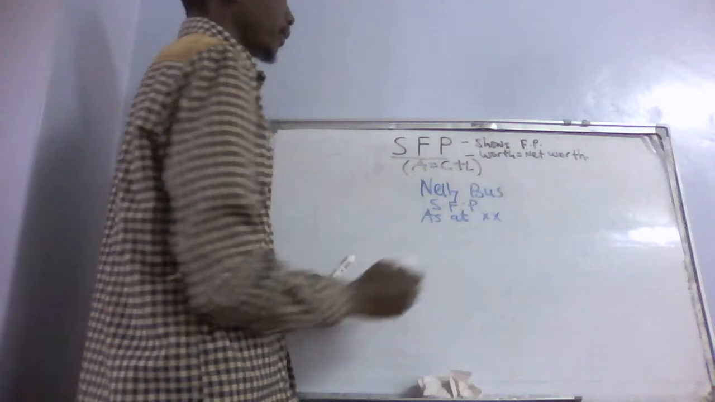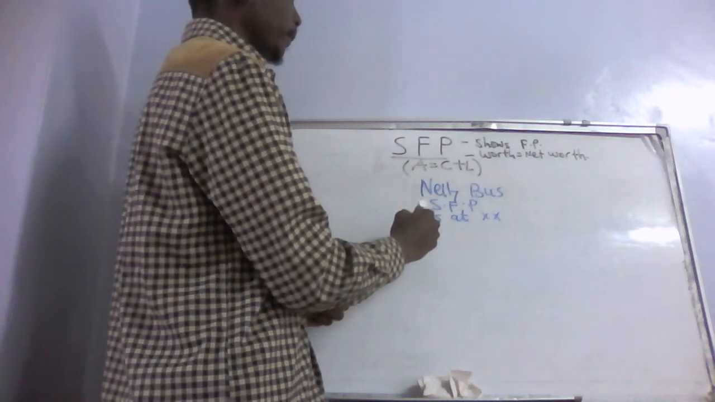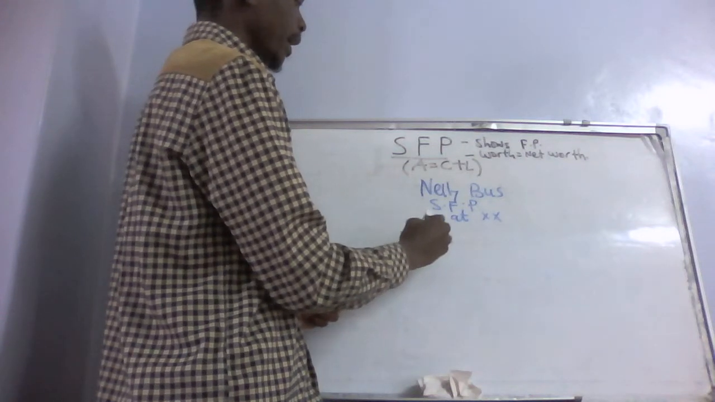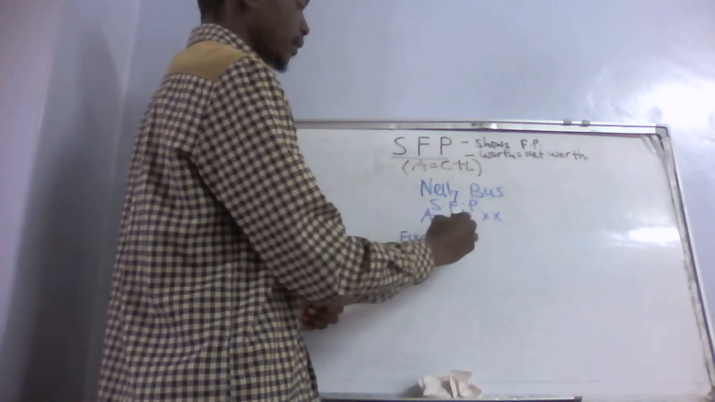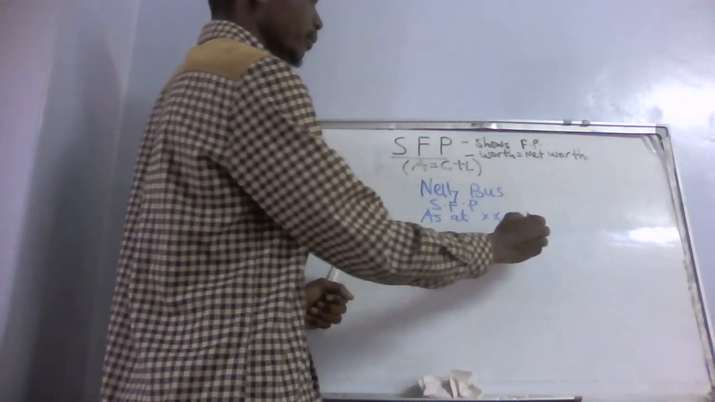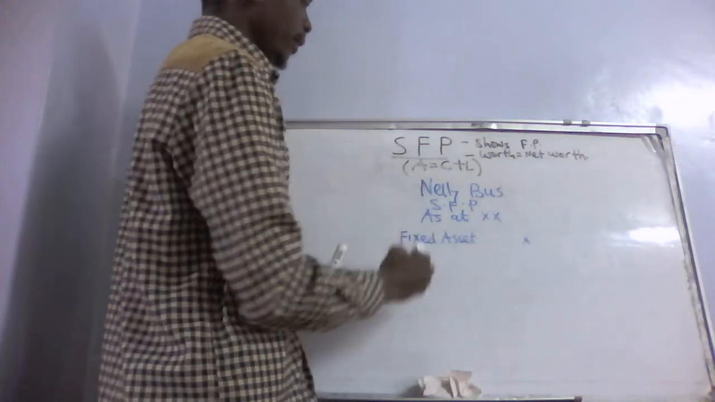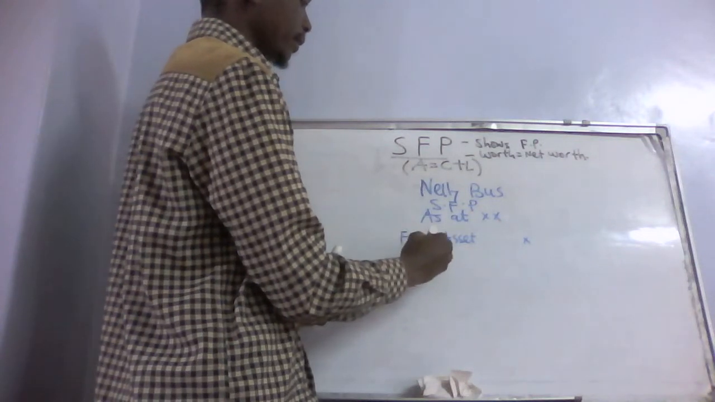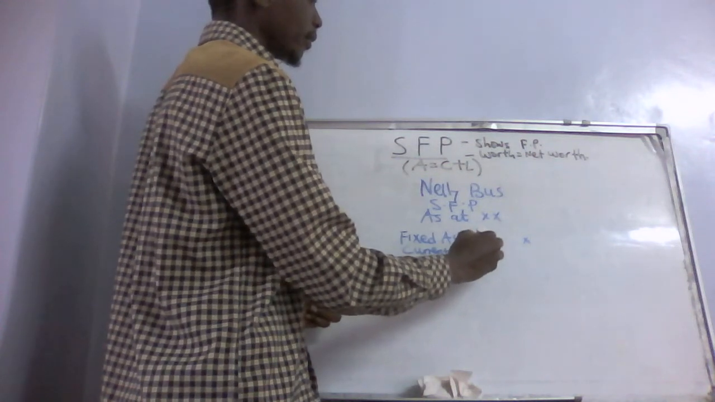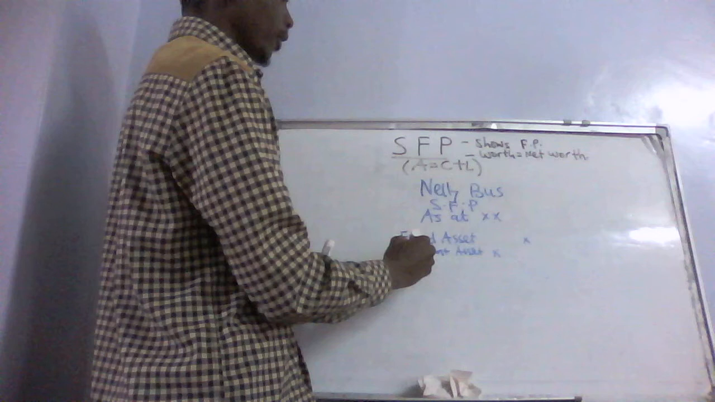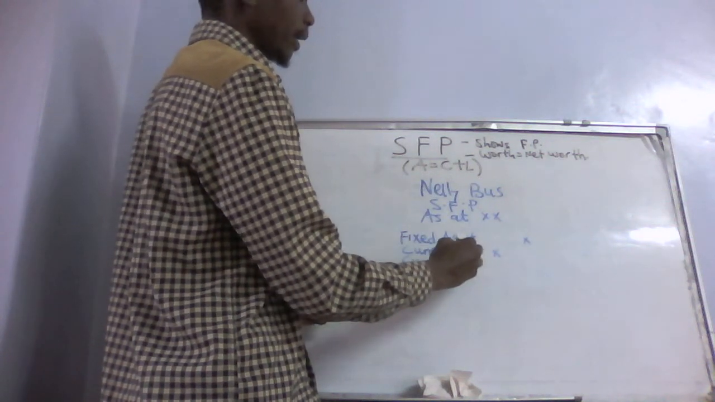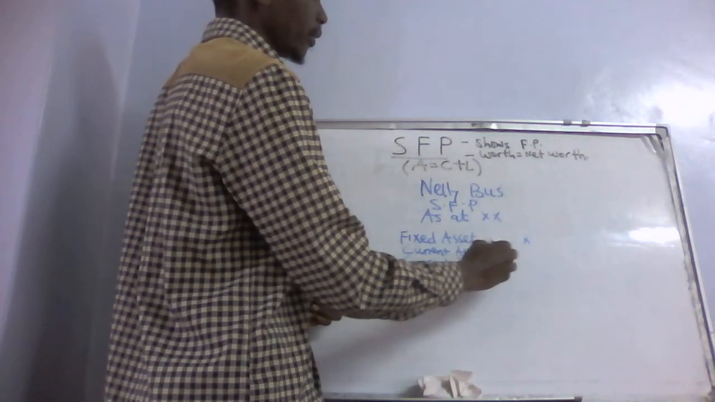So as at. So we will have something like fixed assets, fixed or non-current assets. They're sometimes called fixed, sometimes called non-current assets. So we will have that one here. Then we will have current assets. We'll have it here. Then we'll have current liabilities. Current liabilities. We'll have it here.